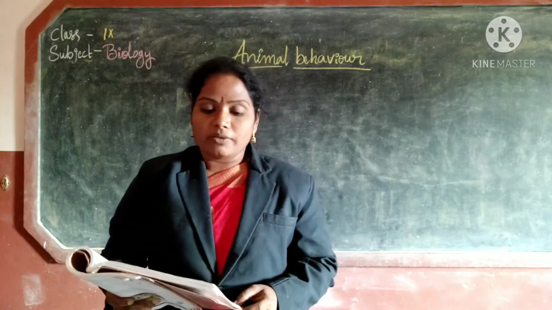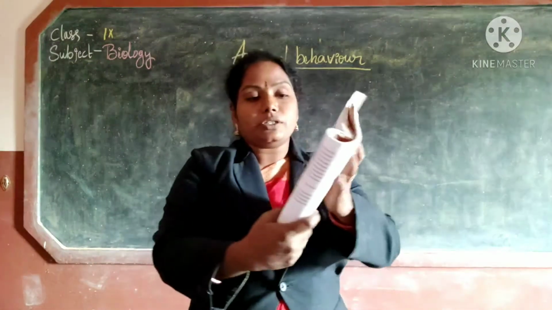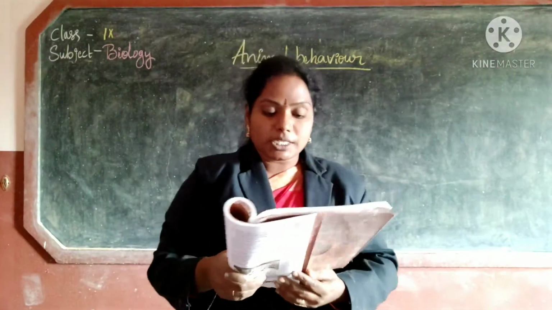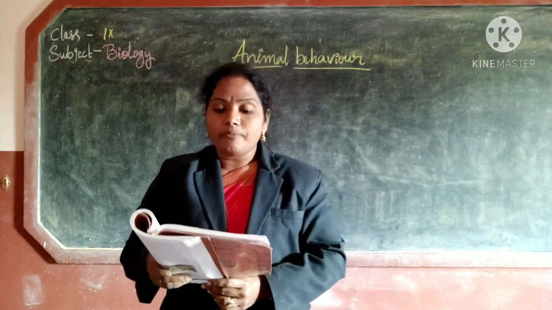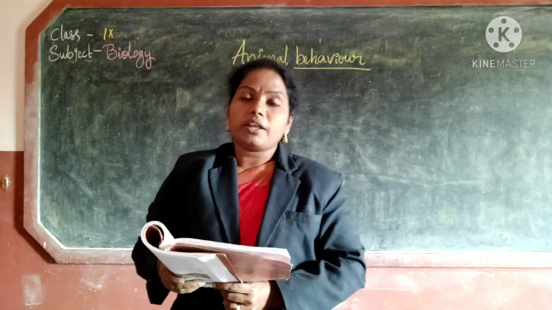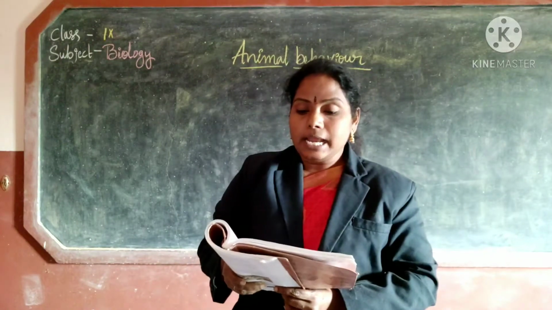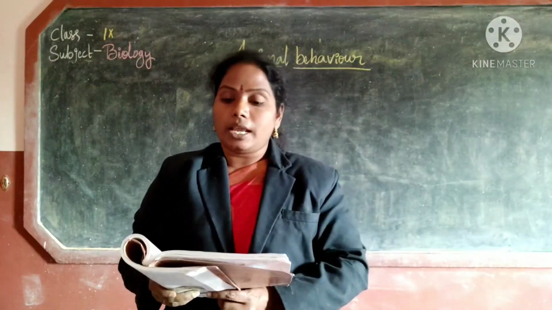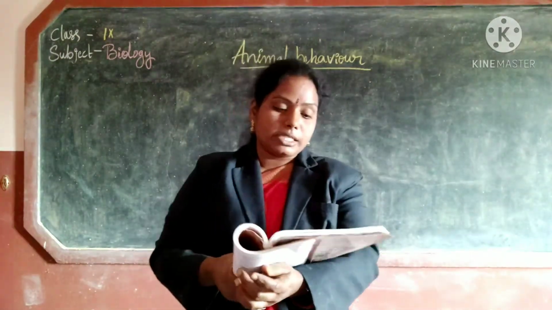So here we have given that above, observe the pictures. You have to observe the pictures first. The pictures are given on page number 94. Here one butterfly and one gorilla. A butterfly fluttering on a flower, a gorilla at rest, and a bird making a nest.